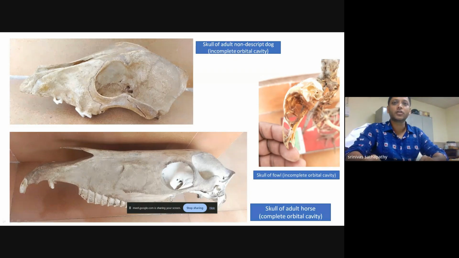Okay, now you can see that the lower one is that of horse, and this one is of carnivore. And this one is of poultry. Now if you see, the basic difference is this posterior boundary is absent in case of carnivores. Now it may be one advantage, and it may also be a disadvantage. The advantage is that there is a wide range of vision due to absence of this posterior boundary, that is, the orbital cavity is incomplete. And the disadvantage is it is more prone to injury.